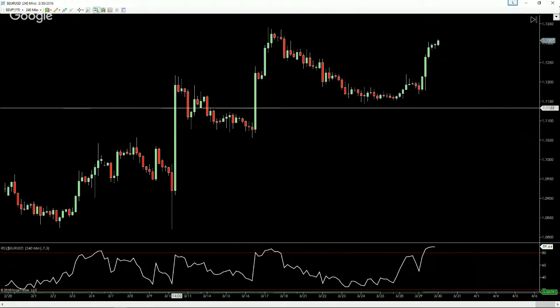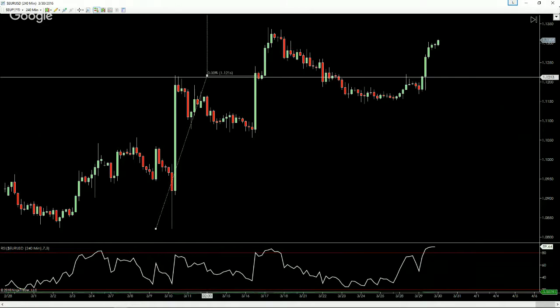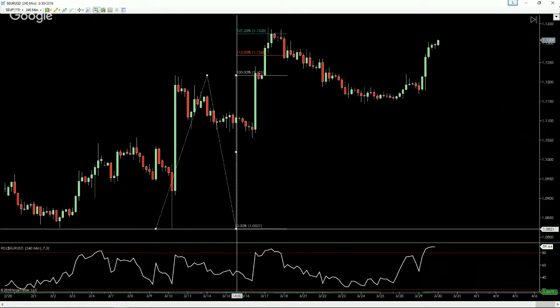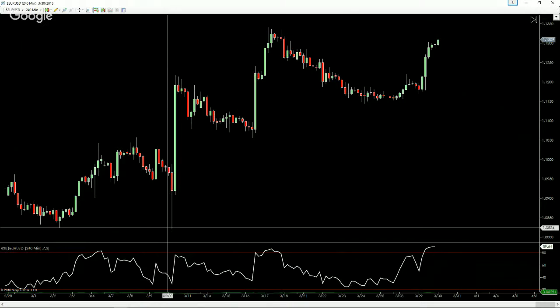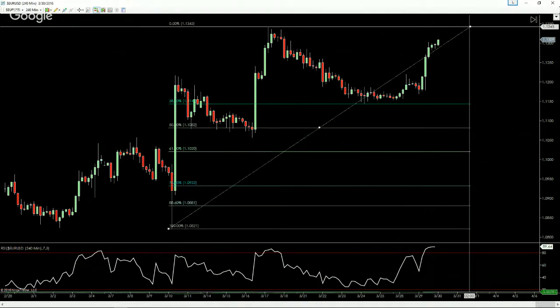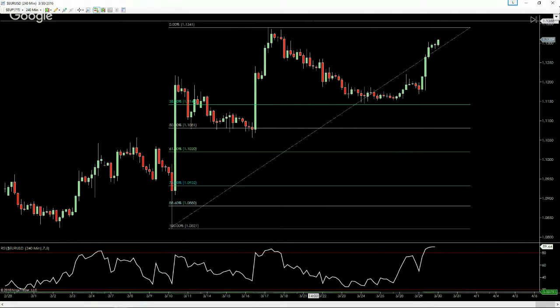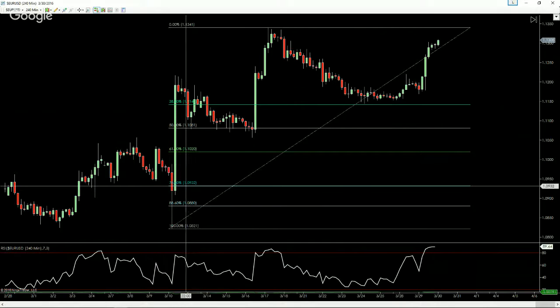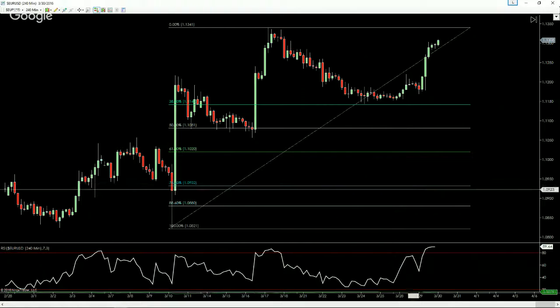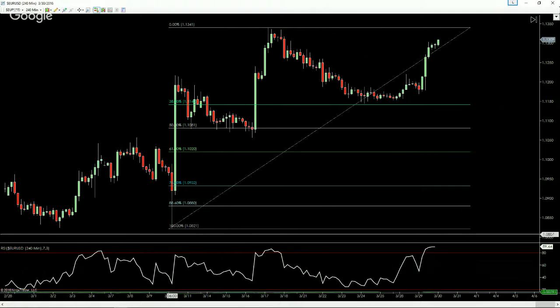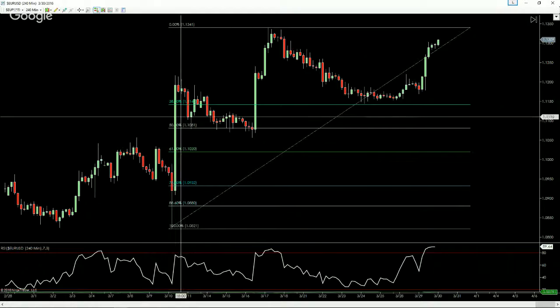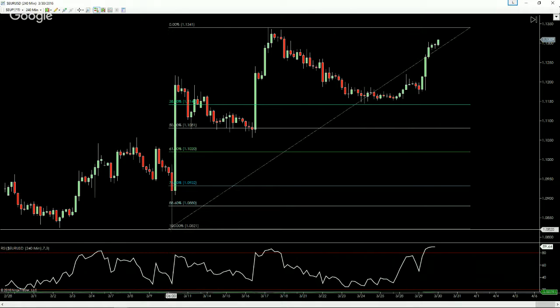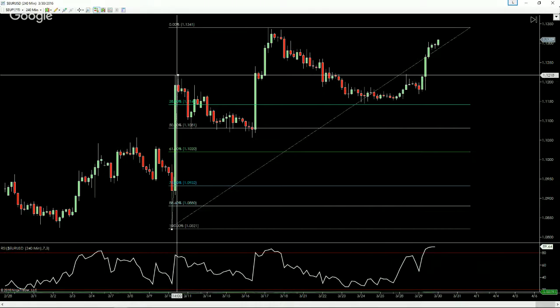Okay, so if price comes back down to the 786 right here, I will be taking this as a Cipher pattern. And it should look something like this.